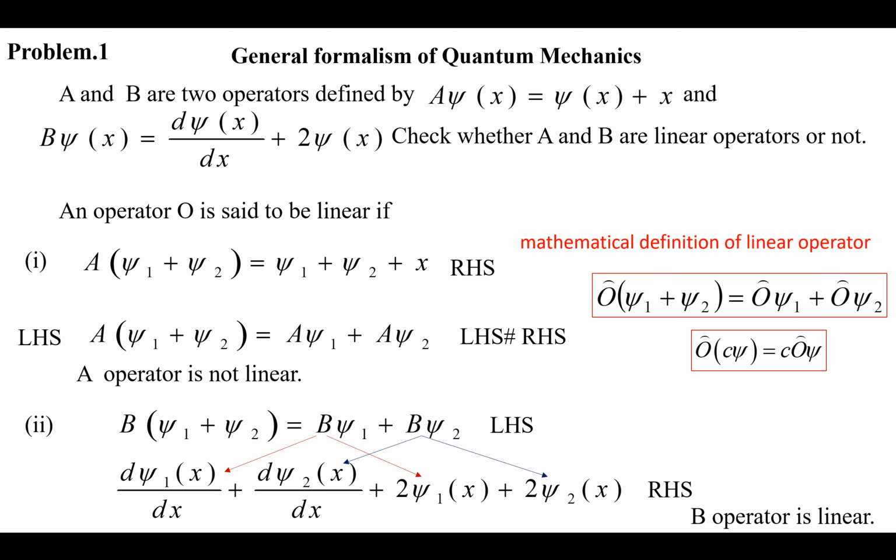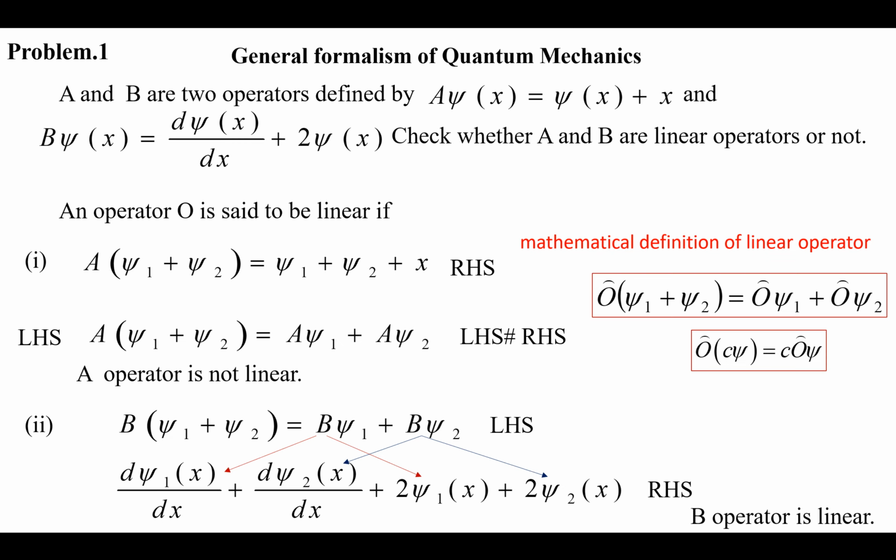The definition for linear operator is given by O operator operates on psi 1 and psi 2, which is equal to operator operates on psi 1 plus operator operates on psi 2. That is, the operator operates on the combined system is equal to operator operating on the individual system. So this is additive property, the first property. If we consider as a linear operator, it must satisfy the additive property, the first one.